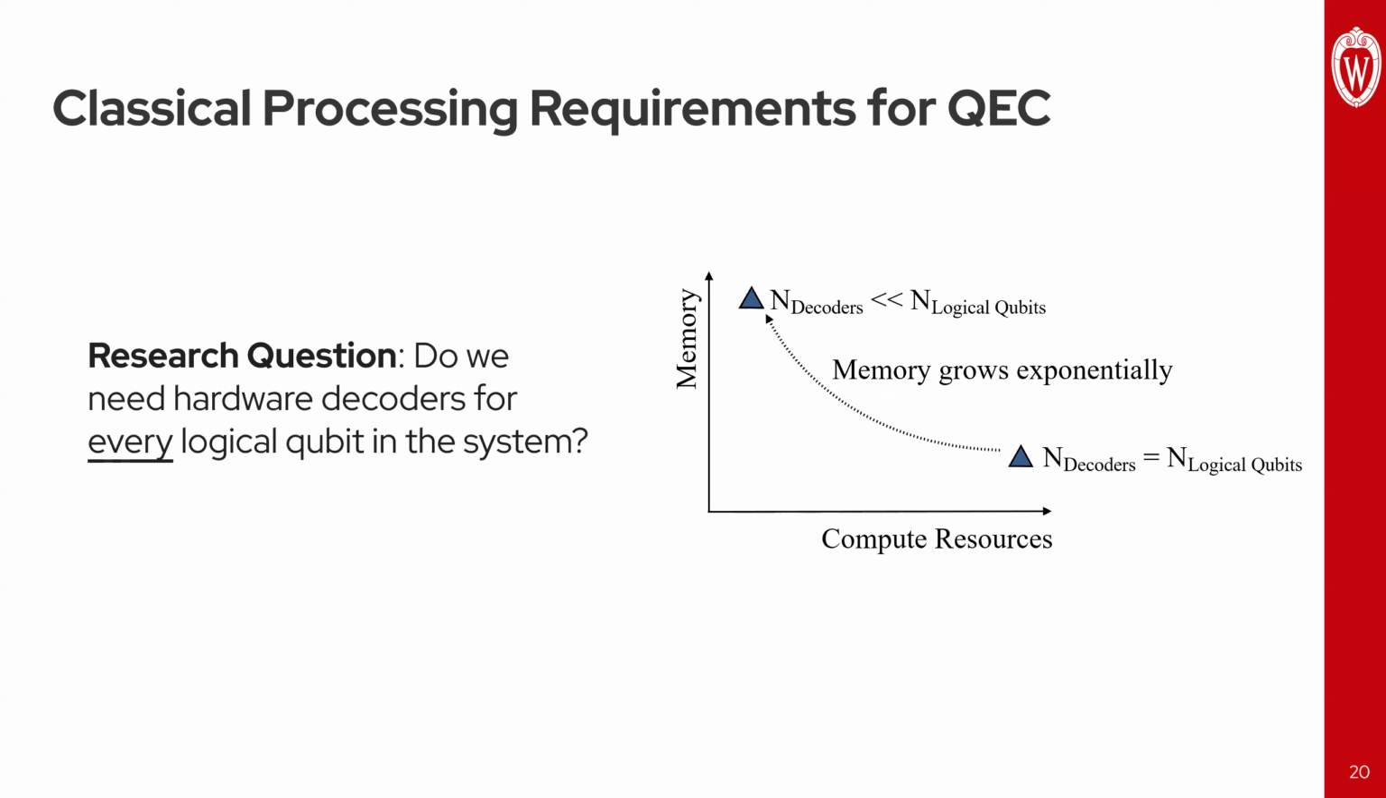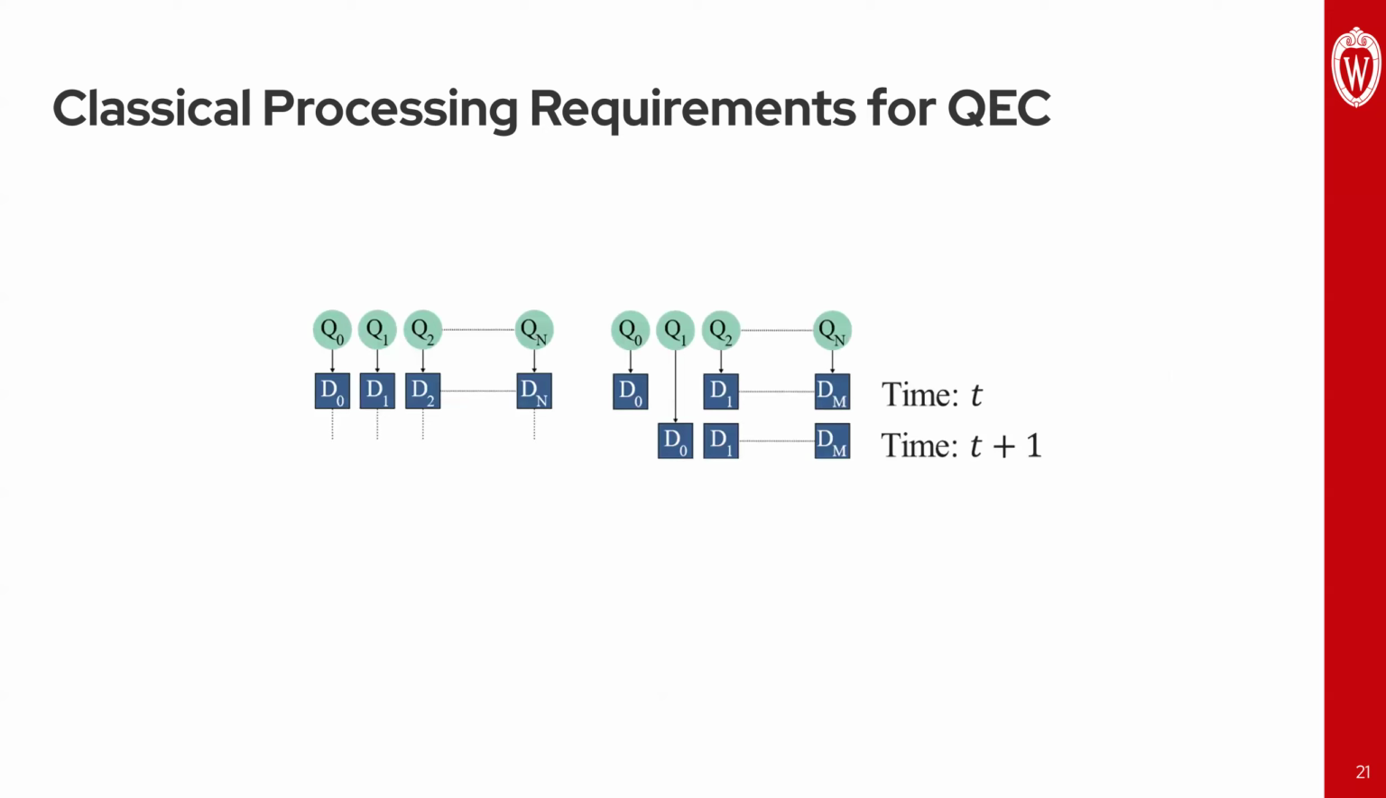So the goal that we set for ourselves was to reduce the number of compute resources needed, while also not requiring an exponential amount of memory, compared to the case where every logical qubit in the system has a decoder. If we want to visualize this, the case where every logical qubit has a decoder is the image on the left, where every qubit is connected to a decoder D. If we don't have decoders for every logical qubit, you would probably see an image that looks like the image on the right, where some decoders are being shared among logical qubits. So it's kind of like a time division multiplexing of decoders between logical qubits.